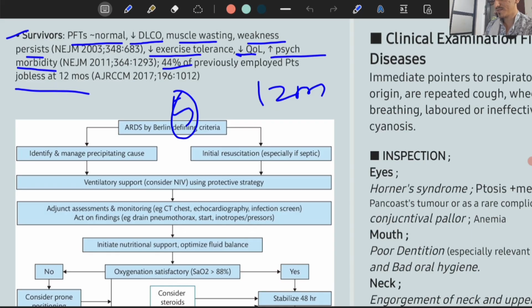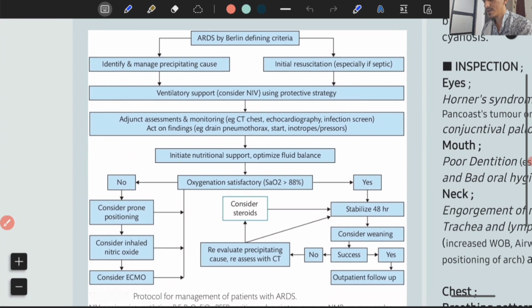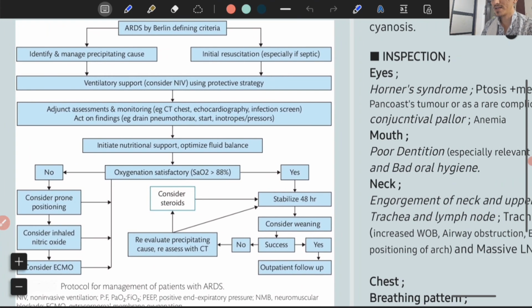So from that you can understand that this is a very bad thing which a patient with ARDS suffers. This is the summary of the strategies which we use in managing patients with ARDS. You will diagnose the ARDS by the Berlin definition criteria.